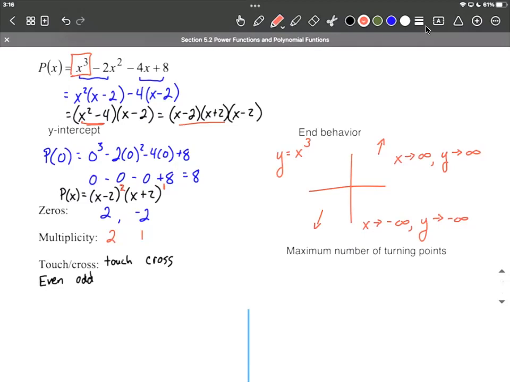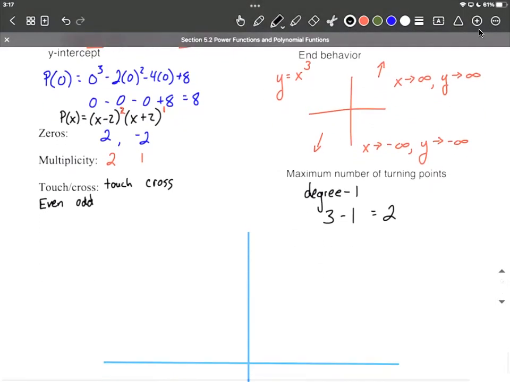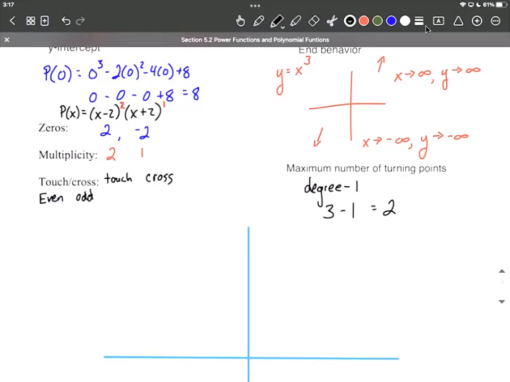All right, last thing, maximum number of turning points, and then we'll put this all together. It's always whatever the degree of the polynomial is, minus 1. So the degree of our polynomial, because it wasn't in the expanded form at the beginning, we can see the degree was 3. We subtract 1 away from that, and our maximum number of turning points, or the total number of maximums and minimums combined, is going to be 2. All right, let's try to put all this information together and get a nice graph going.